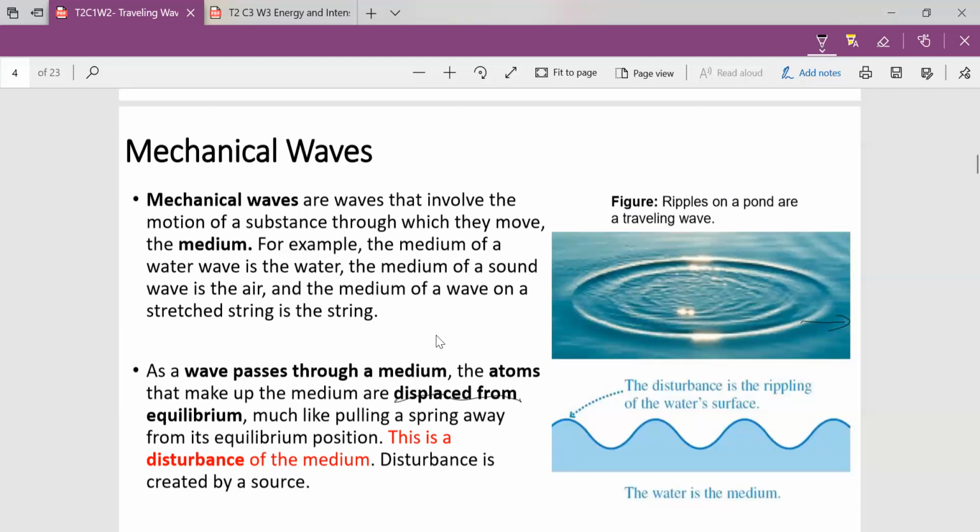You see a source being dropped here, and then the stable medium is disturbed, and the atoms of that medium are displaced from equilibrium. You see what we call the ripples, which are these distinct lines, or better put, in this form.